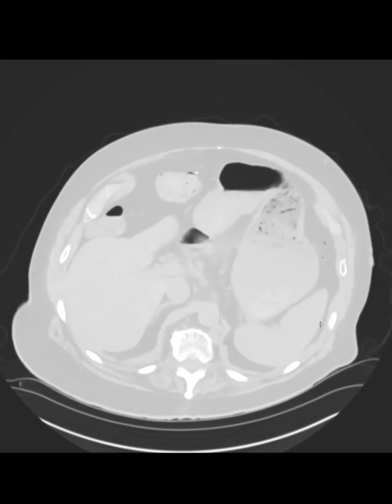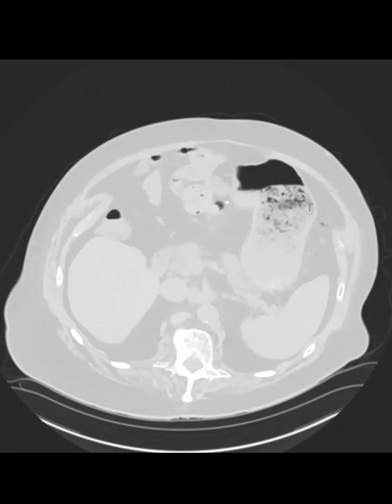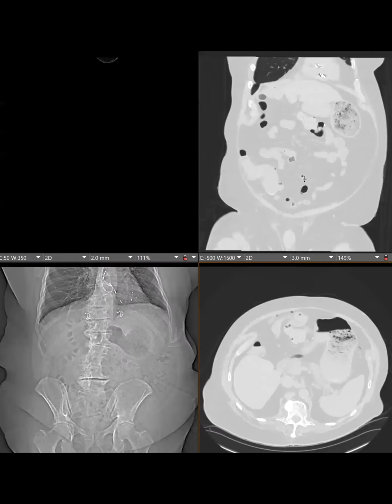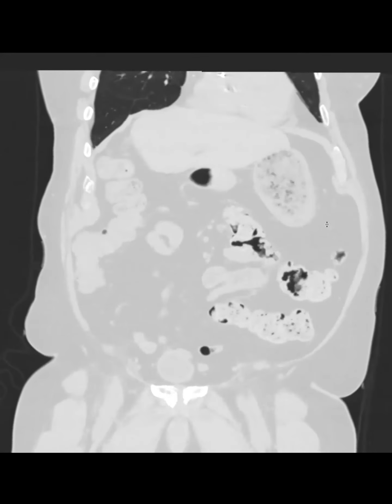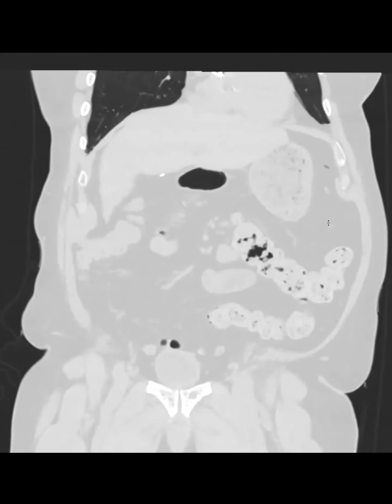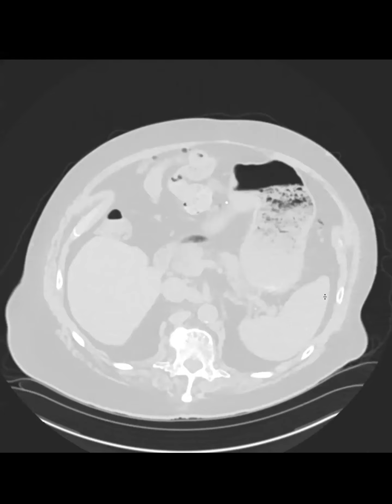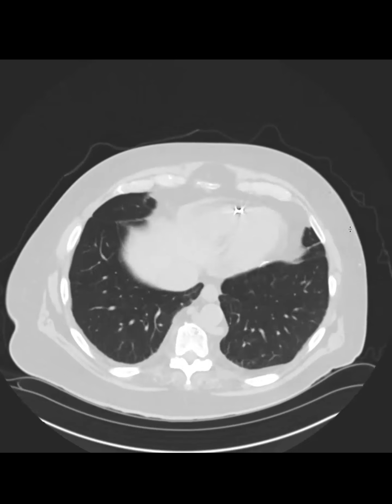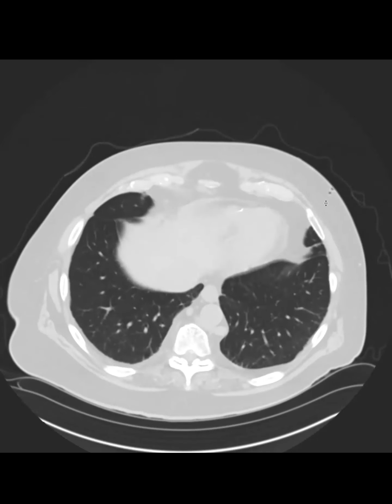Yeah, so there are these bubbles of air here, right? And as Aarti mentioned, it's coursing along the mesenteric veins. You can see the serpiginous outline. But there are no other secondary signs of ischemia or pneumatosis. And if you look at the chest wall, there are also air bubbles in the subcutaneous veins here.